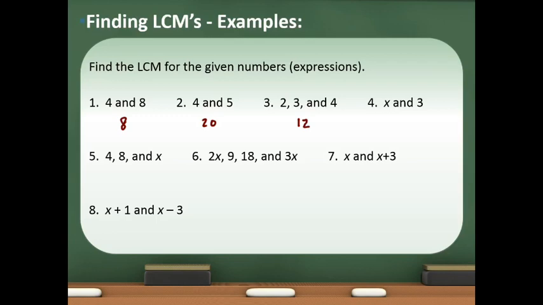All right, if you look at number 4, we have just one numerical factor, the 3, and one algebraic factor, so we just need to multiply the two together. So our LCM here would be 3x. If you look at number 5, for 4 and 8, the LCM of 4 and 8 would be 8. Notice 8 is divisible by 4. And we also need to include the x factor, so 8x is your LCM.